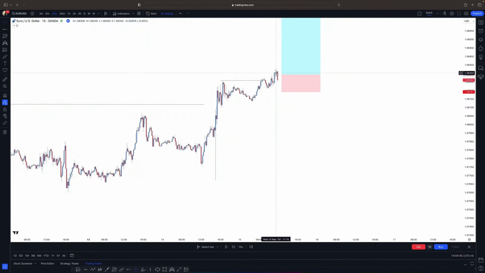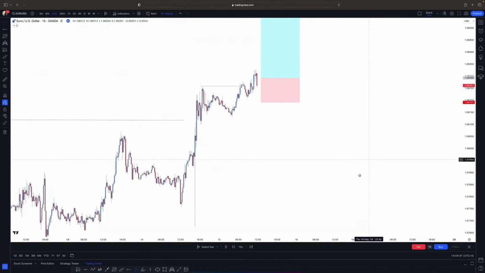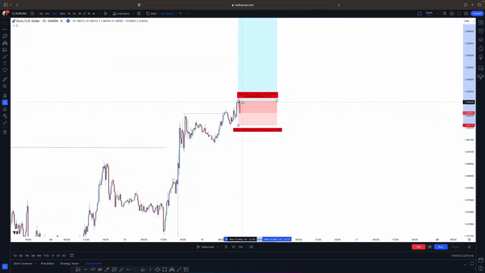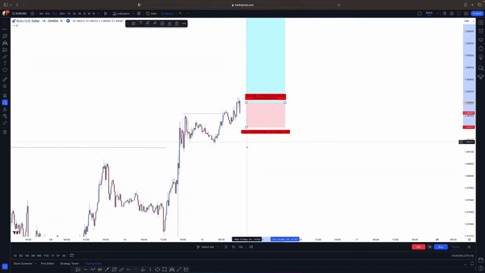But since I'm not, I woke up and price was somewhere here, right? So I'm not going to look for an entry at this level because price is already high. I'm not going to get in here, right? I'm going to wait for a retracement.